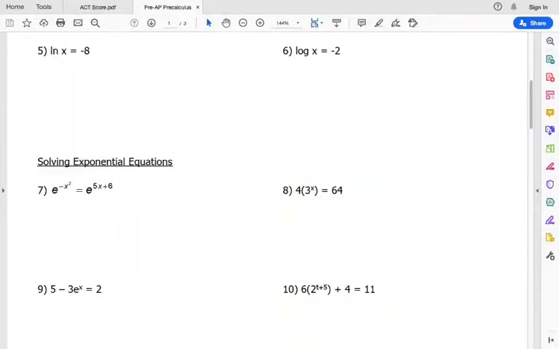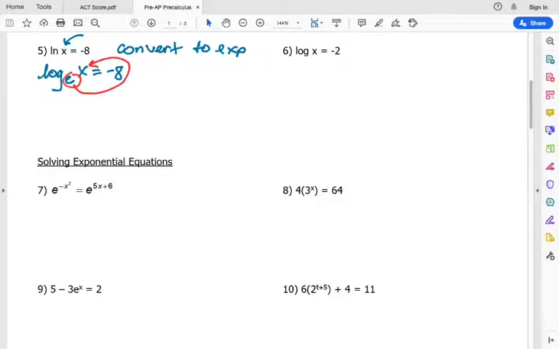All right, on number 5, this time our variable is the argument of a log function, so we need to convert it to an exponential function. So remember, natural log is the same thing as log base e. In Algebra 2, they might have had you circle this, do the fishhook thing when you were converting that. So this would become e to the -8.